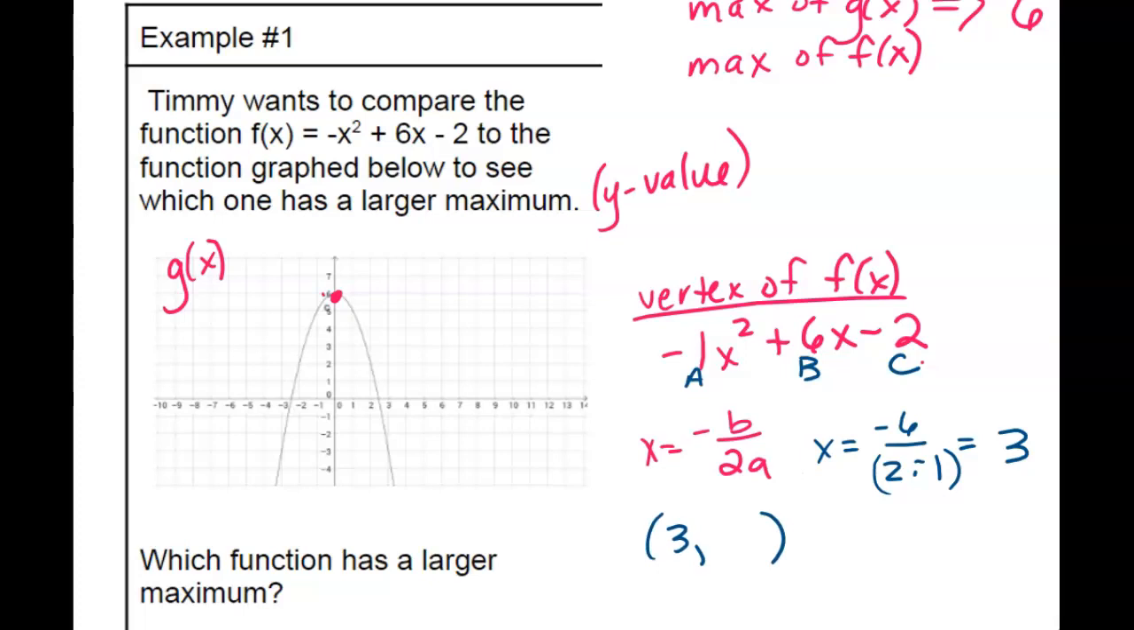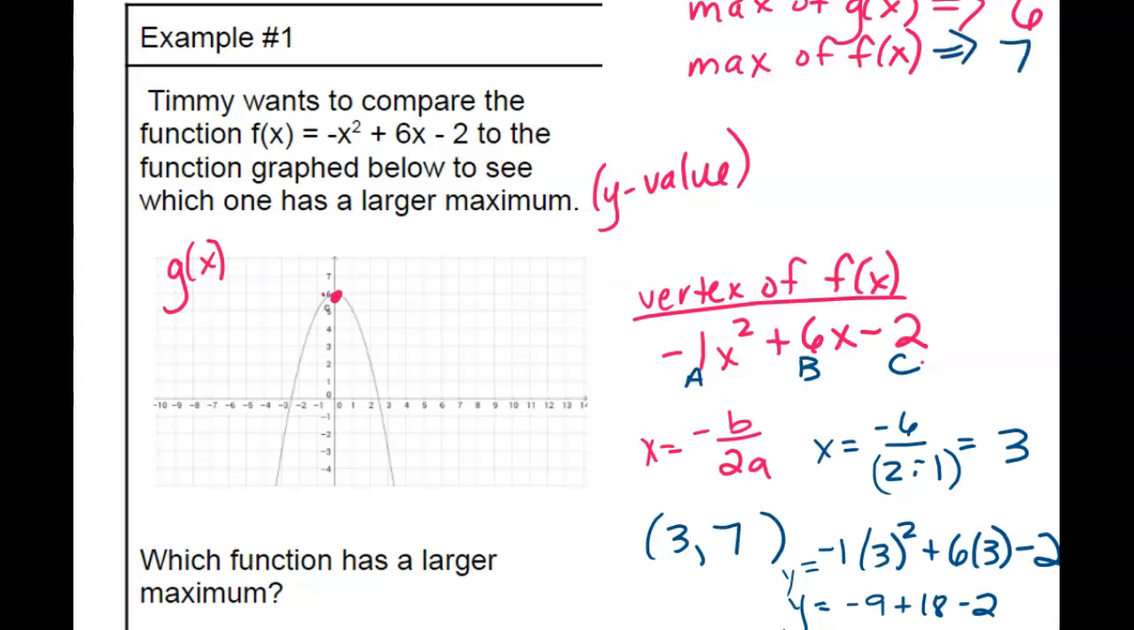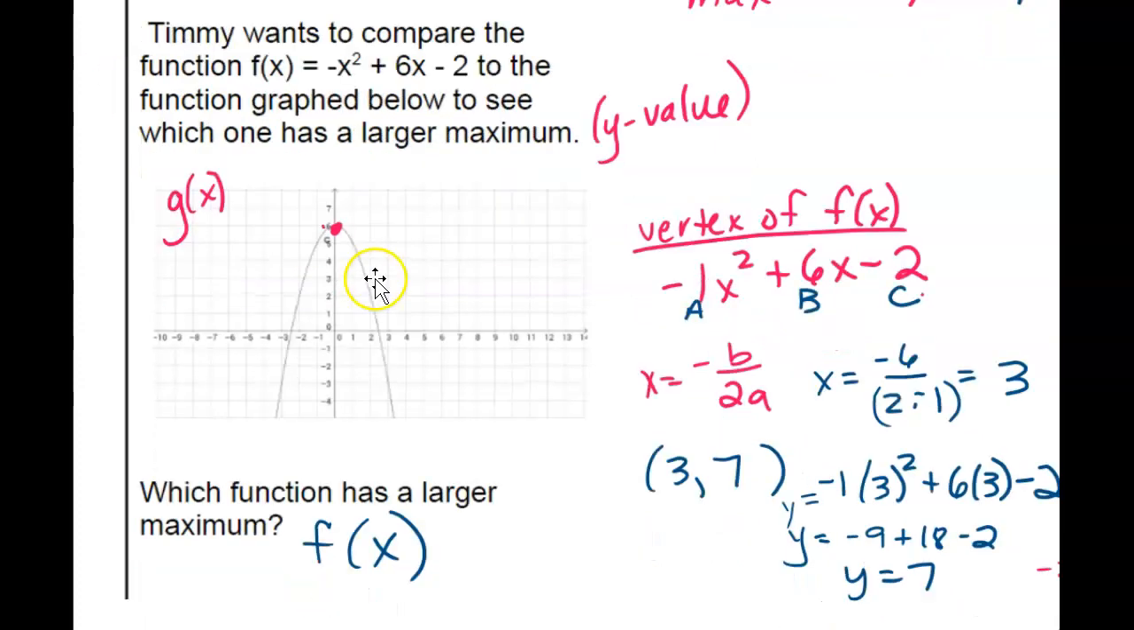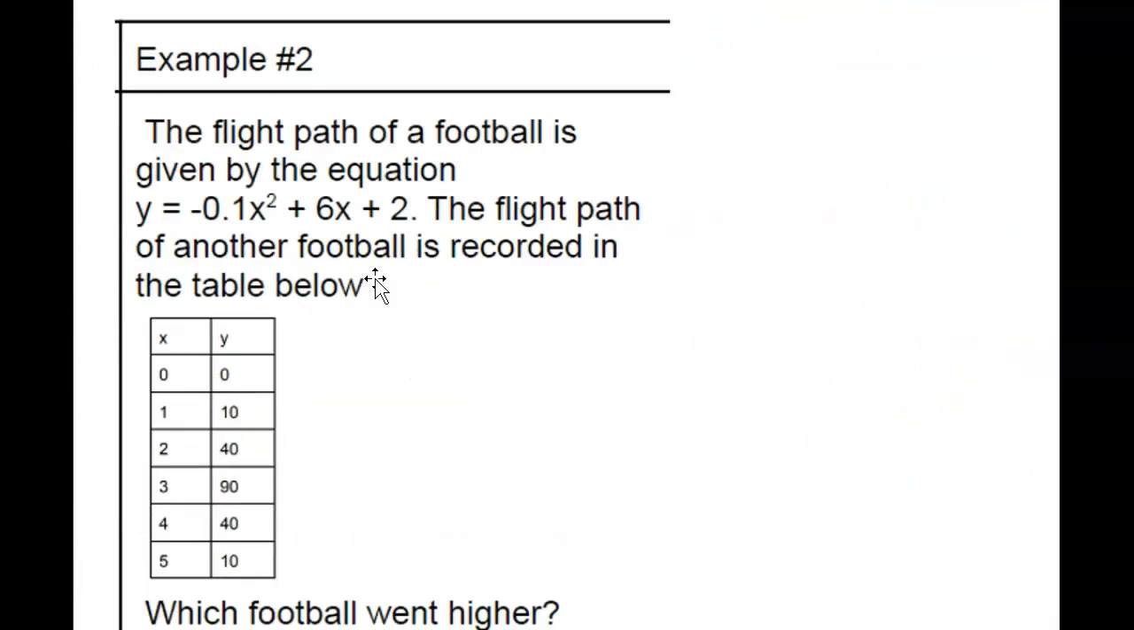So to find the y value, remember, we substitute x in for 3. So negative 3 squared plus 6 times 3 minus 2 into the equation. So type all of that straight in, and we get negative 9 plus 18 minus 2, so y equals 7. So the maximum of our equation is 7. So which one has a larger maximum? We can say f. Okay? All right, so let's try the next one.